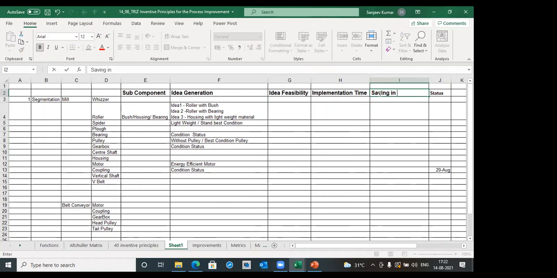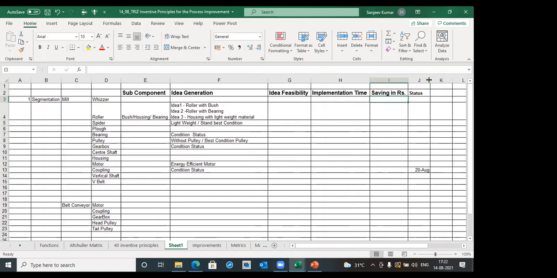And again, you have to divide it into three rows: one row for idea one, one row for idea two, and one row for idea three. So what you can do is divide it into three rows individually, so that it will be easy.